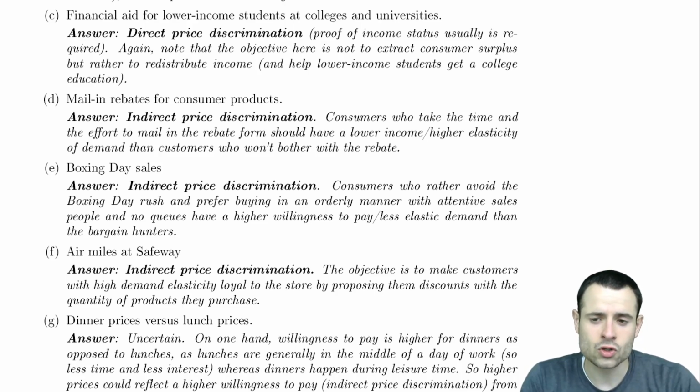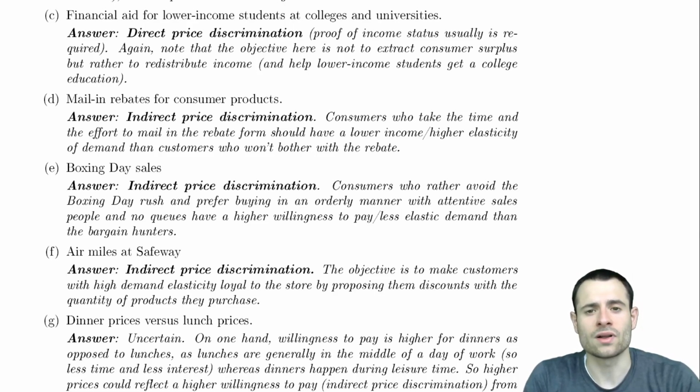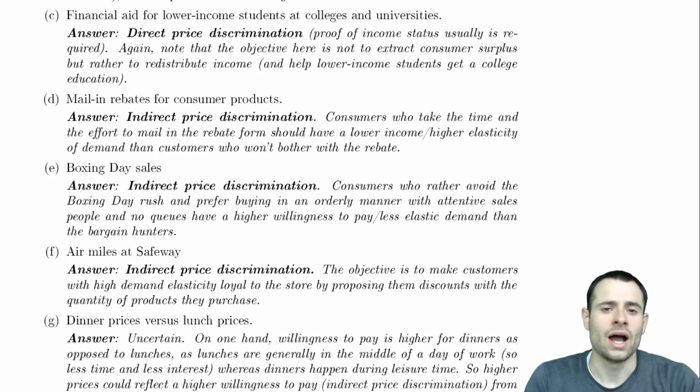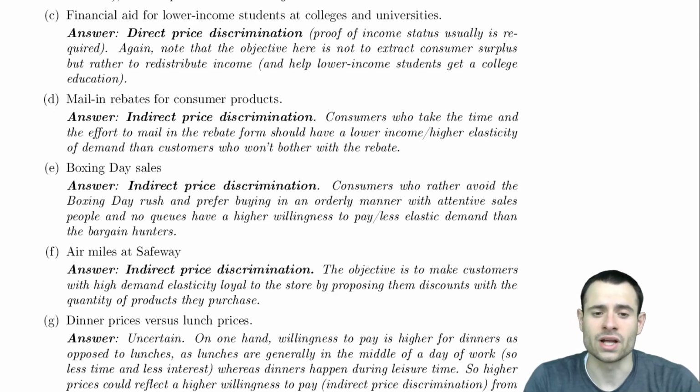Consumers who would rather avoid the Boxing Day rush and prefer buying in an orderly manner with attentive sales people and no queues have a higher willingness to pay, a less elastic demand. The ones who don't really care about sales because they don't want to be in the rush, they don't want to fight to get an item at a clothing store, those are the ones with a lower elasticity of demand. They're willing to pay a higher price if they can shop quietly, or if they can shop at other times of the year. The ones who are hunting for deals are going to be the ones who will rush to the store on December 26th to benefit from sales.